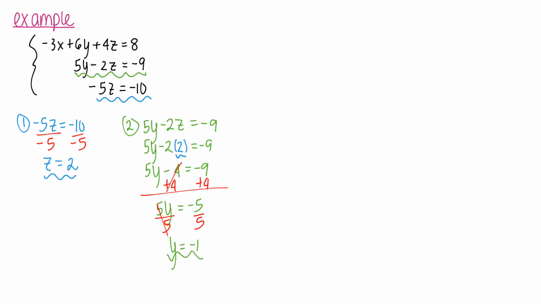So now we have y and z. We can come to this equation, which is actually the first equation, but we're doing it third. And that's going to be negative 3x plus 6y plus 4z equals 8.